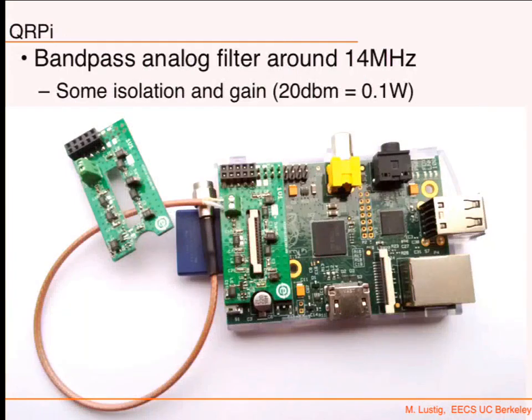So here's another project from someone from Hungary. It's called QRPI, where they created a small daughter board which has an analog bandpass filter and some gain that's tuned around 14 megahertz. It turns out to be an amateur radio band, the 20-meter band, 14 megahertz. And the gain allows you to put about 0.1 watts out of it. So you ask, well, what can you do with 0.1 watts?